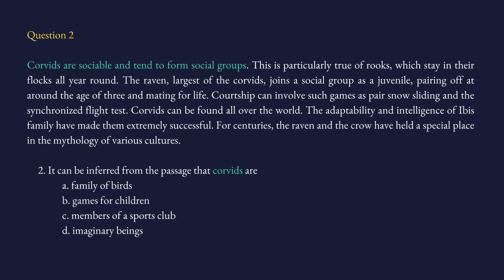And D says imaginary beings. So how could imaginary beings be sociable? So for now, B and D are off the table. So let's read the following sentence.